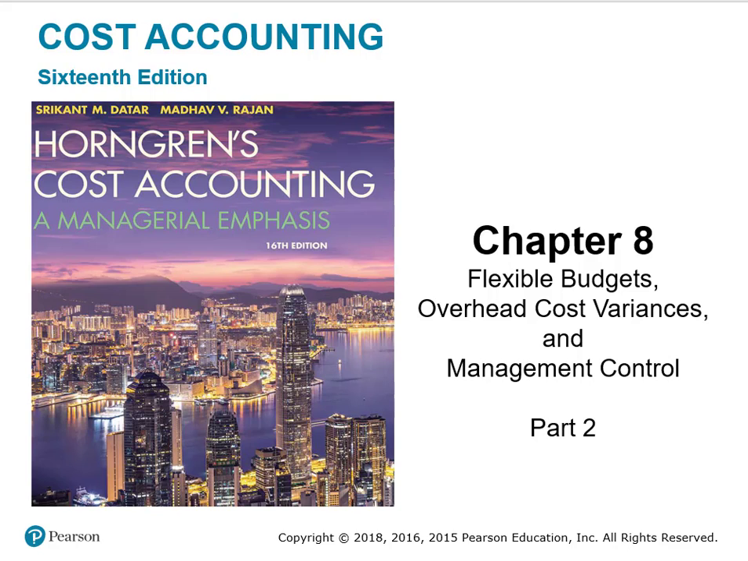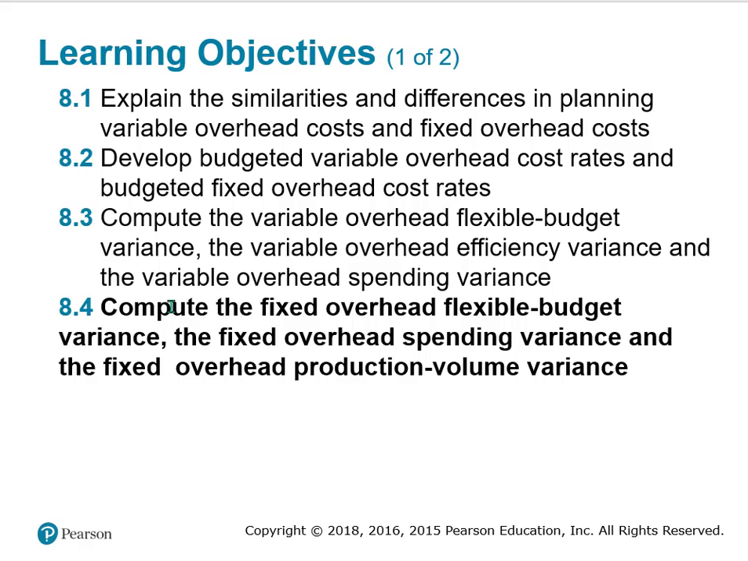Okay, Chapter 8, Flexible Budgets with Overhead Cost Variances, and this is Part 2. Before we got to here, we talked about planning, that is an interesting topic, and then computing the variable overhead flexible budget variance with efficiency and spending. So this was the total, and then efficiency and spending are the two components of it. And now the major point of this section is the fixed overhead flexible budget variance.